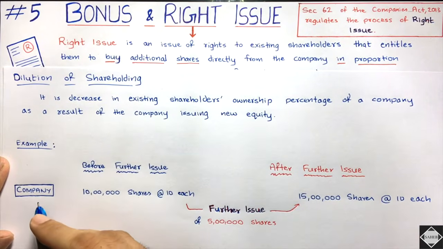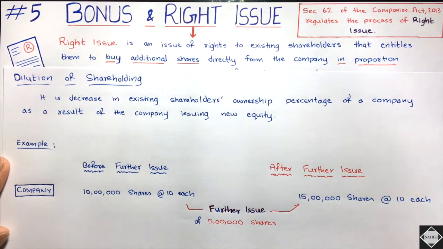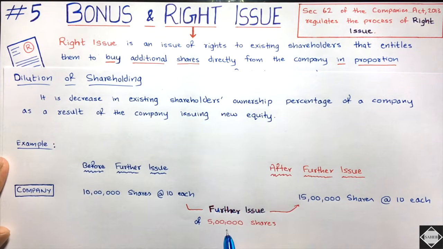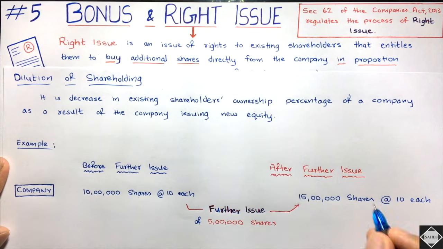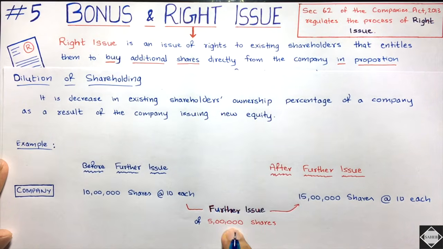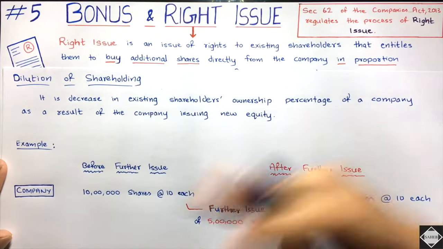Let's take an example. Let's just say there is a company which has 10 lakh shares at 10 rupees each, and then the company goes for a further public offer, a further issue of 5 lakh shares. Of how many? 5 lakh shares. So after this issue, how many total shares are there in the company? 15 lakh shares at 10 each. Now these 5 lakh shares have gone to outsiders, not to existing shareholders, to outsiders.